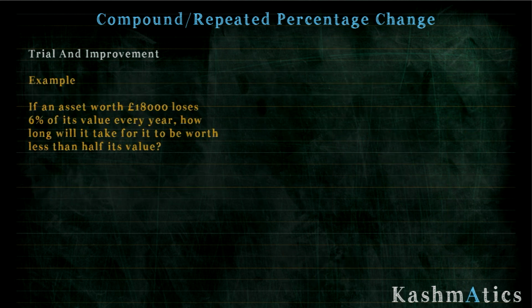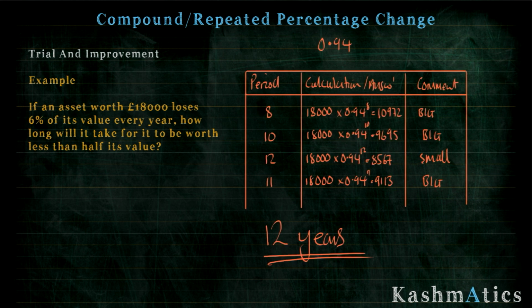And here's a question for you to try. Now remember, this one is depreciating in value. So think about what number you're aiming for. Set out your table in the same way, and I'll reveal the answer shortly. So I'm going to reveal the answer in 3, 2, 1, and there's my answer.